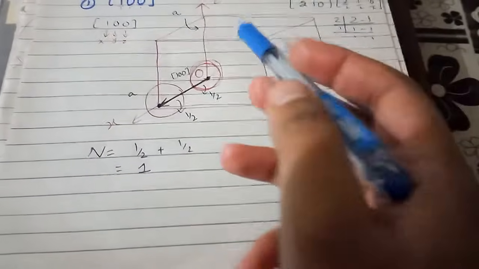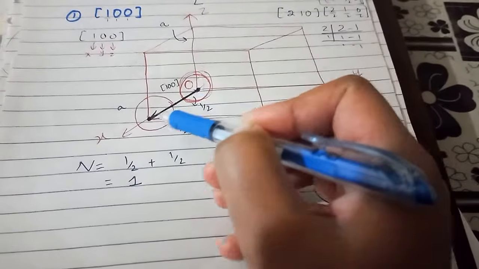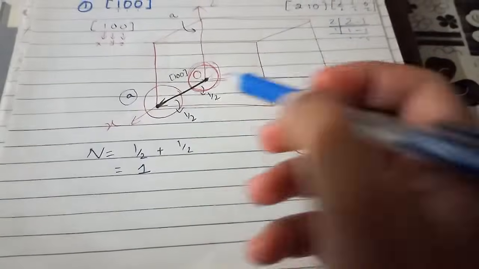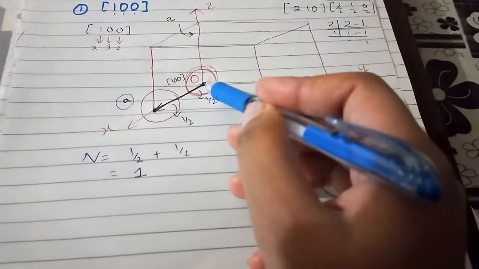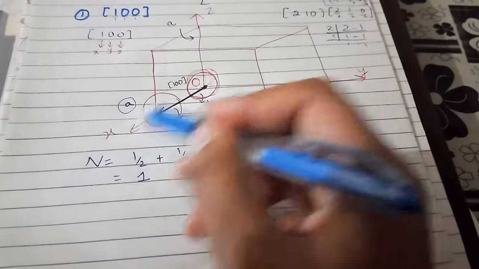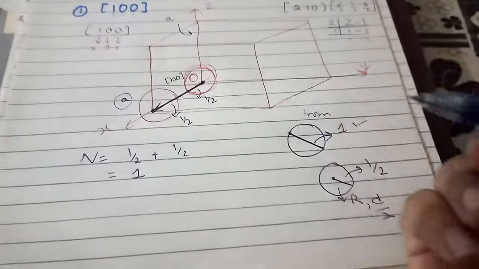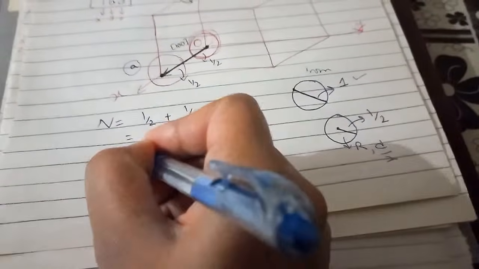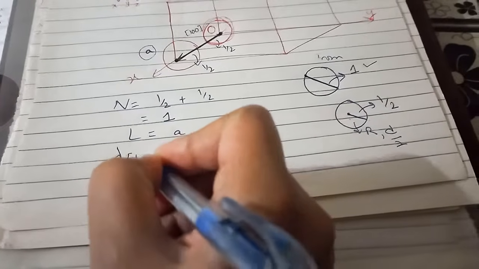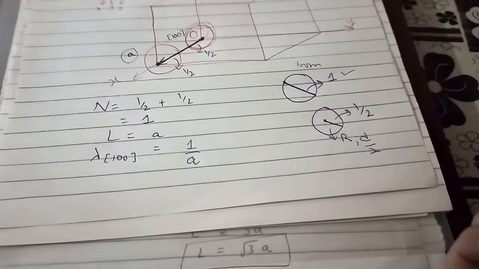Now next is to find out the length of the line. From one corner to another corner along the axis direction, since it is along the x-axis, is the lattice parameter, which is a. So the length of the line is a here. So the linear density for the [1 0 0] direction will come out to be 1 divided by a.